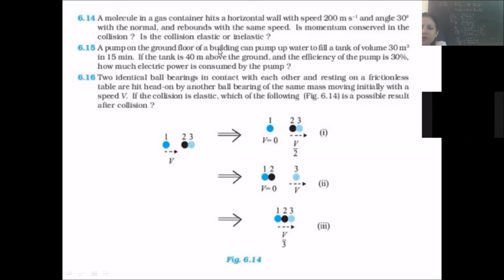Efficiency of the pump is also given, 30%, and we know the formula of efficiency: output power over input power into 100. Input power we have to find, and how much is output power? That is the energy over time or work over time. Work has been done to change the height of water, to change the position of water. So in this case, work done will be mgh. So very simple question it is.